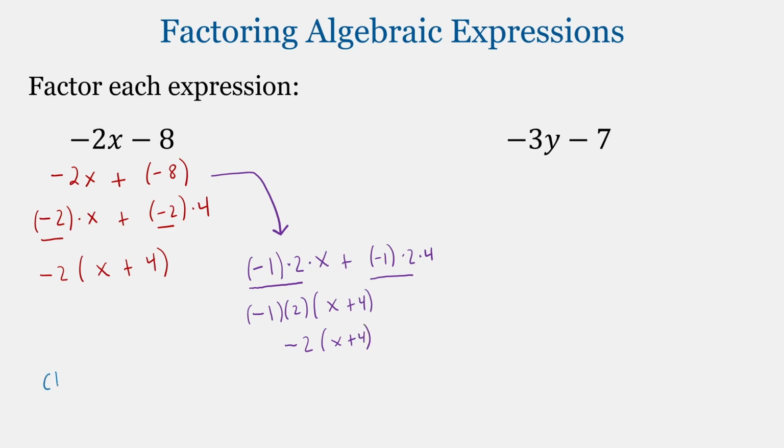In both cases, when we check our answer, negative 2 times x is negative 2x, and negative 2 times 4 is negative 8, leaving us with negative 2x minus 8, which is what we started with.